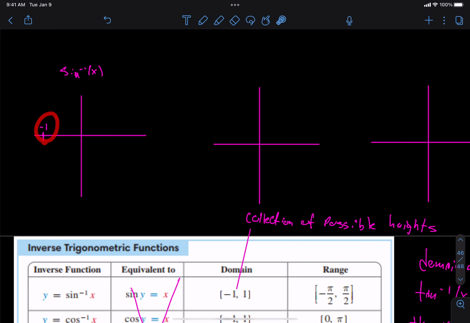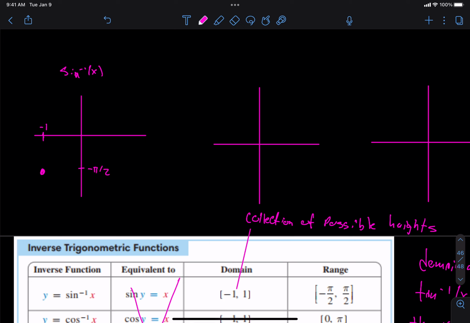If the y value of the point is -1, then we're talking about like this point down here, right? What's the corresponding angle? What angle points straight down? 0 points straight to the right. 270 points straight down. But -90 is the one we want, right? Because -90 is between -π/2 and π/2. Which one is it? It's -π/2. So the height of the sine inverse function is going to be, when the input is -1, that's the height of the point on the unit circle. The output will be the angle which points at a point with height -1, which is -π/2.